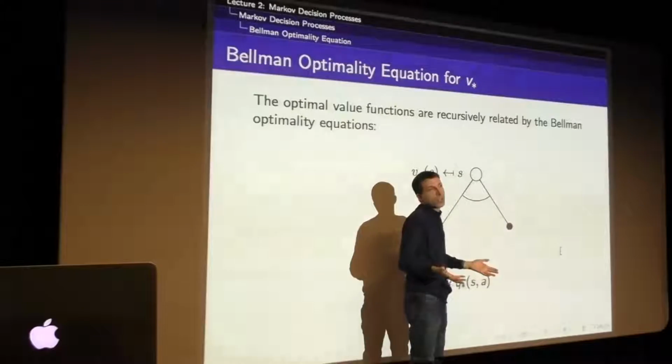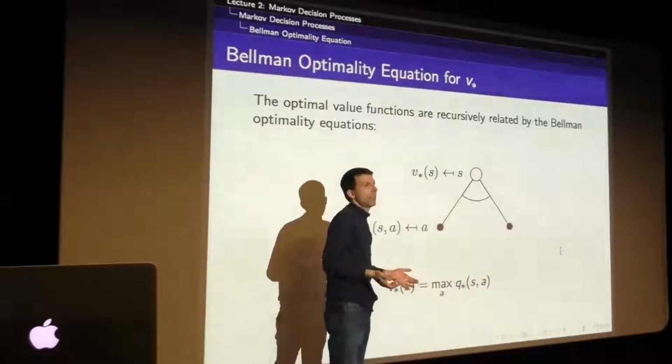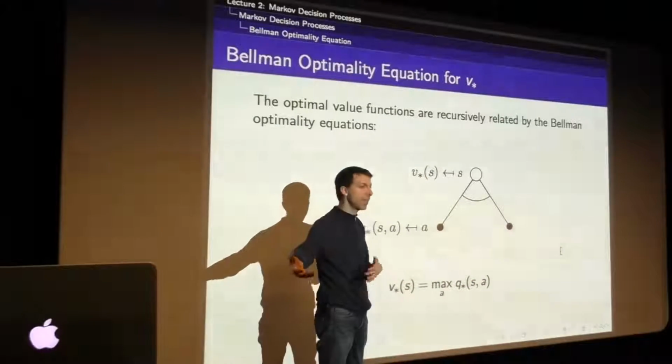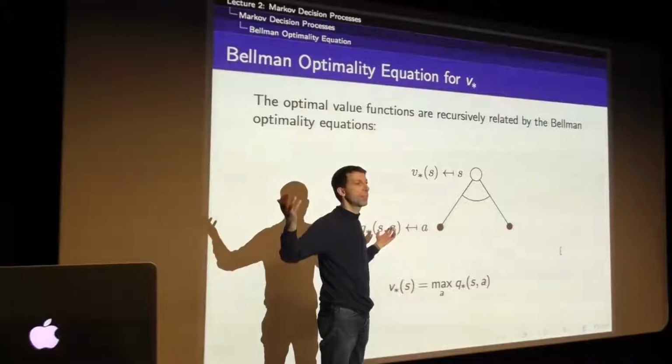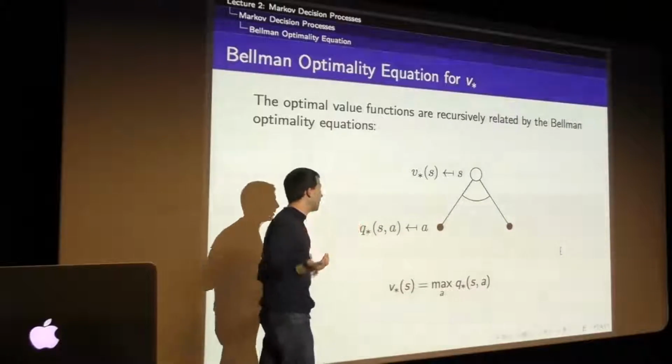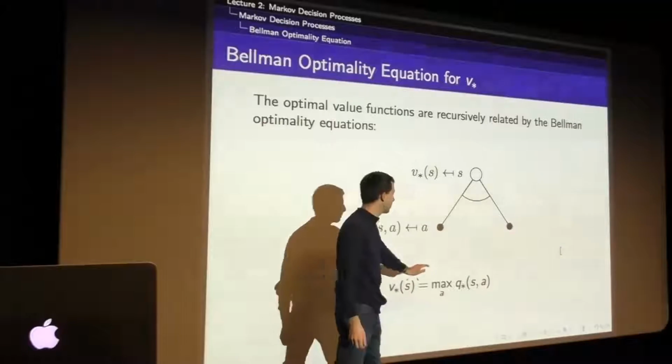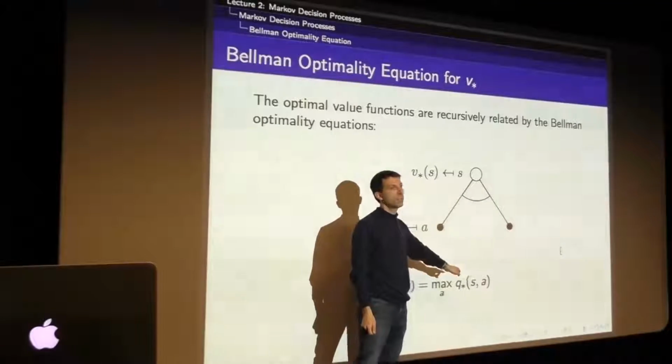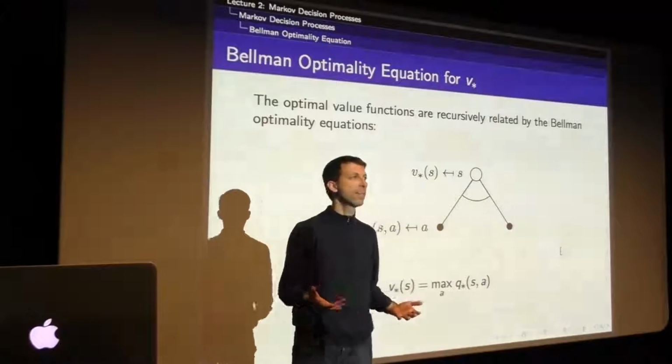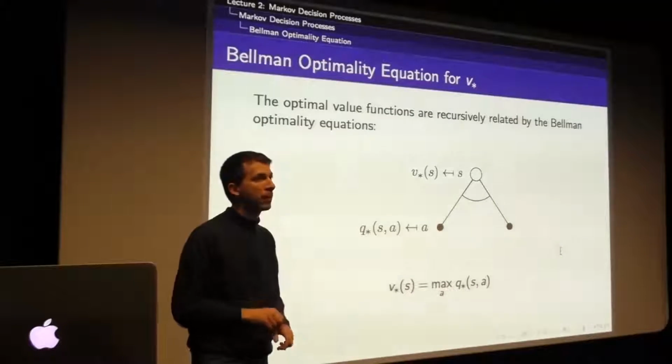It's simply the max of all the Q values. I can go left, I can go right, I look at how much reward I get in each case, and I pick the one that gives me the most. Okay? So the value function of a state is the max of the Q values of each of the actions you can take from that state.